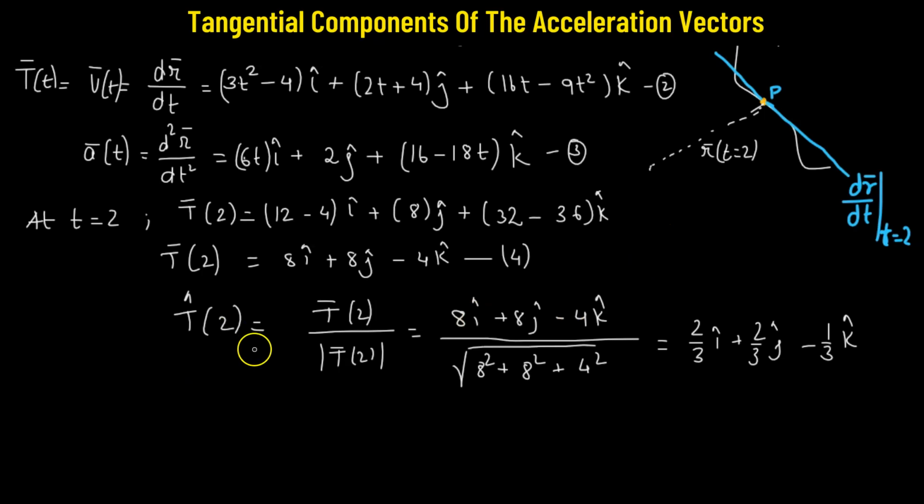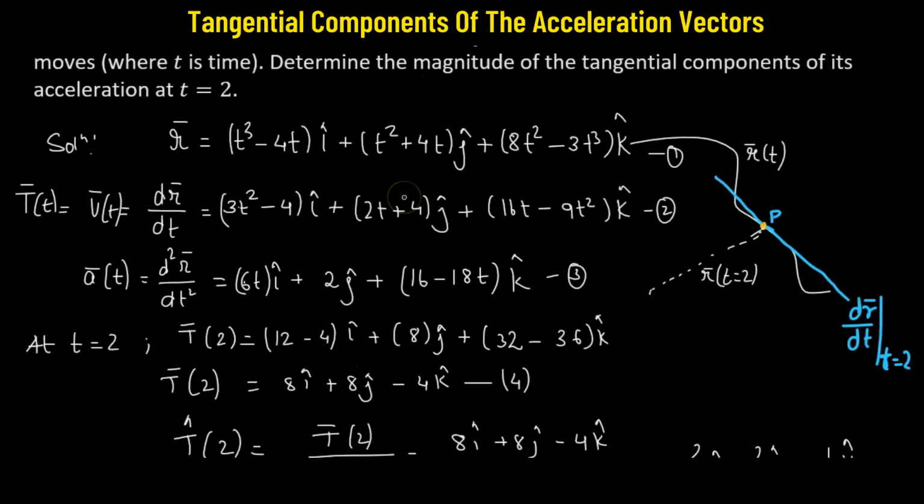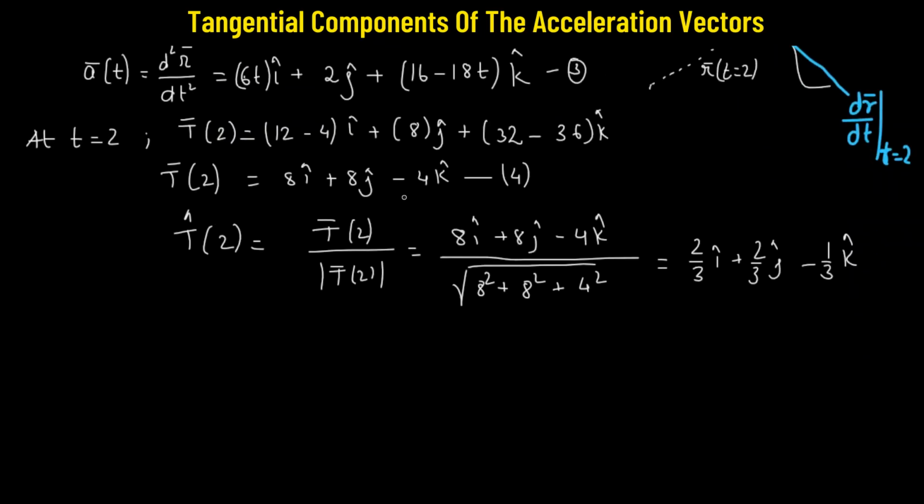Right. Now, we have been asked to find the magnitude of the tangential component of its acceleration. That simply means that all we have to do is take the acceleration vector, which is computed at that particular time, t equals 2, and take its dot product with the unit tangential vector at that particular point. So we also need to calculate our acceleration vector, so we'll use equation number 3.